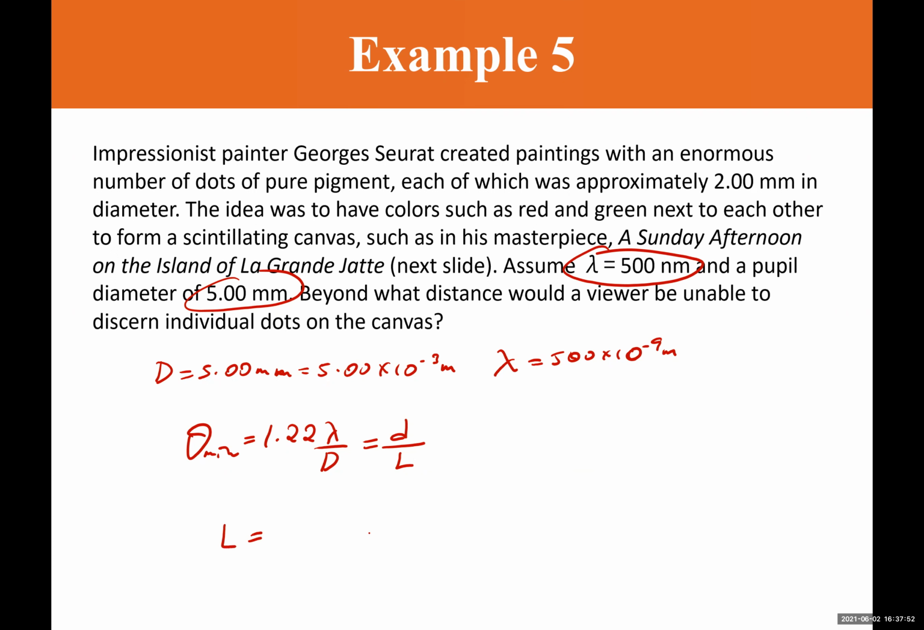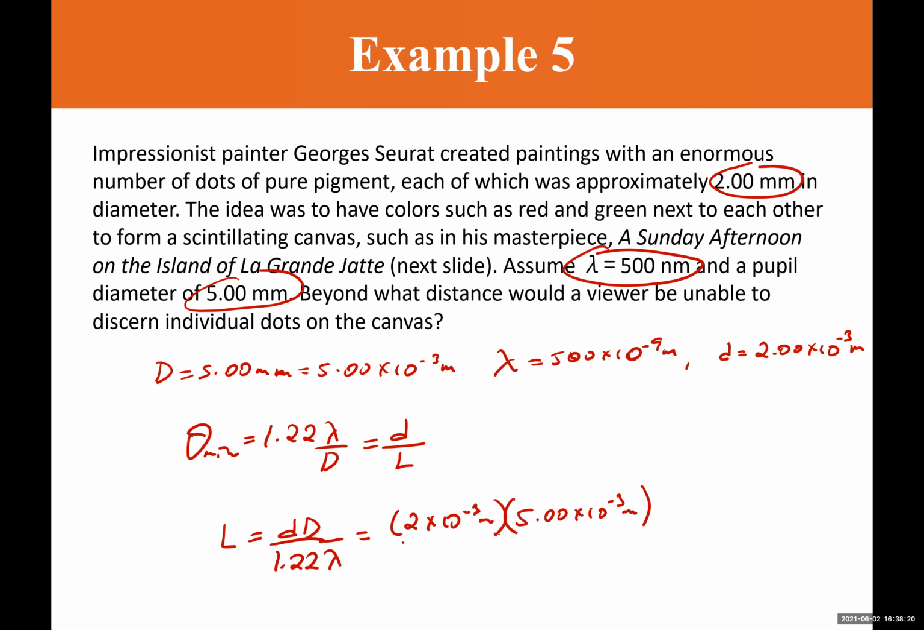Rearranging and solving for L, this will be d times the diameter over 1.22 times the wavelength. So d is equal to 2 times 10 to the negative 3 meters, that's 2 millimeters, times the diameter, which is 5 times 10 to the negative 3 meters, divided by 1.22 times the wavelength, 500 times 10 to the negative 9 meters. Calculating, we get 16.4 meters.